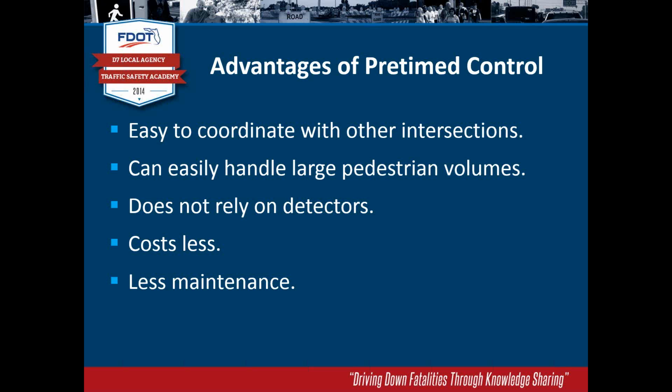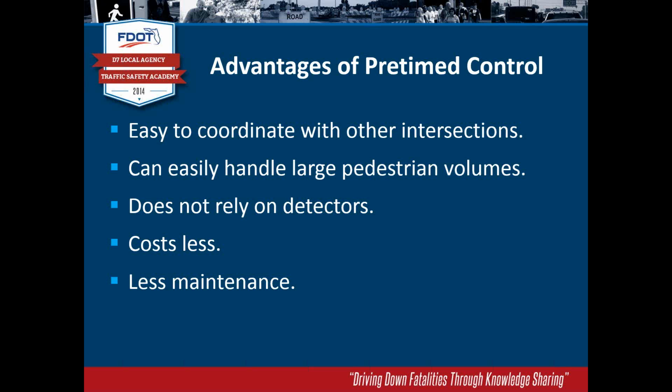Talking now about pre-timed control versus actuated control. Pre-timed control is really easy to coordinate with other intersections, because your green times, your yellow times, all-red times are fixed and they're not going to change. So it's really easy to keep them coordinated. They typically handle large pedestrian volumes. One of the places you see a lot of pre-timed control is in downtown areas where you have a lot of pedestrians moving around. And so pre-timed control really works very well with that.